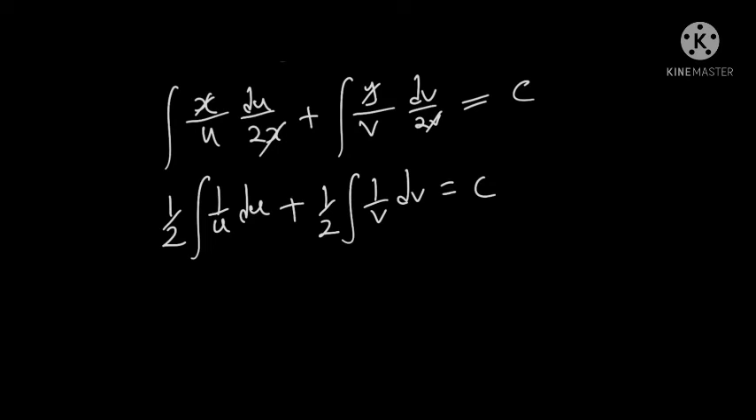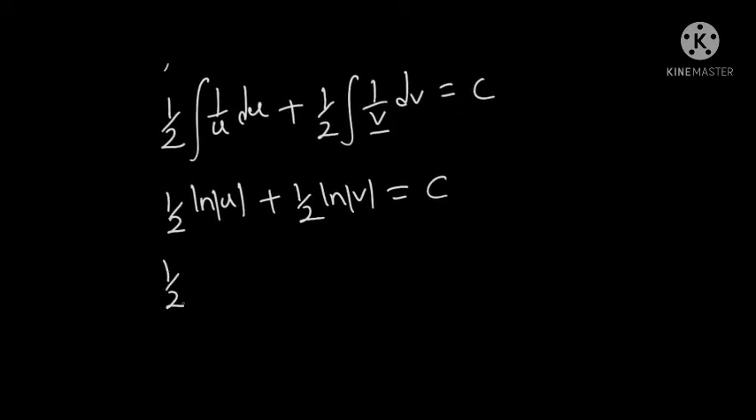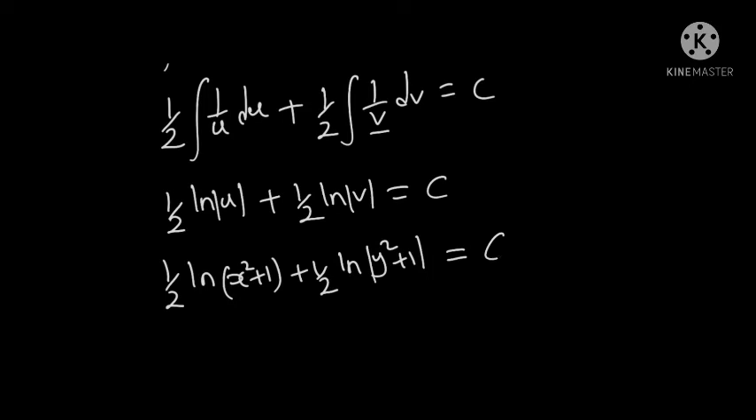Now the integral of 1 over u is ln u. So we have a half ln u plus a half, the integral of 1 over v is ln v, equals c. So we have a half ln u, but remember, u is x squared plus 1, plus a half ln v, v is y squared plus 1, equals c.